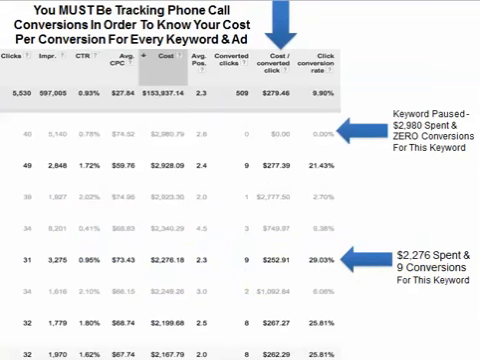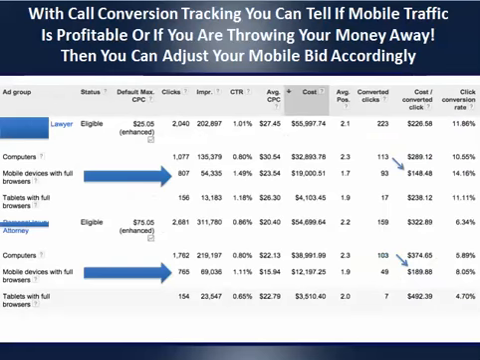You must be tracking phone call conversions in order to know your cost per conversion for every keyword and ad. Otherwise, you may be running keywords with fairly decent click-through rates, but that are still not converting to patients, as revealed by the two stats on the right. With call conversion tracking, you also can tell if mobile traffic is profitable or if you're throwing your money away. Then you can adjust your mobile bid accordingly.